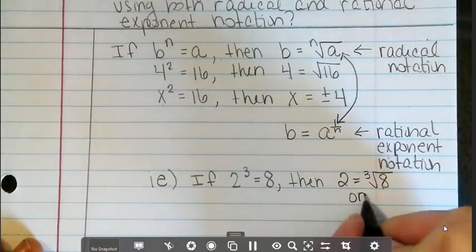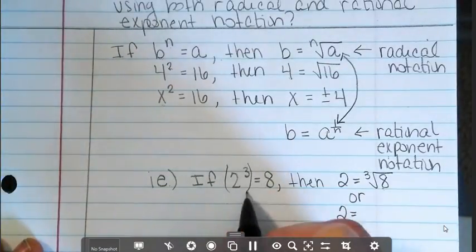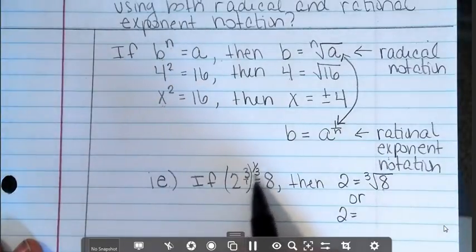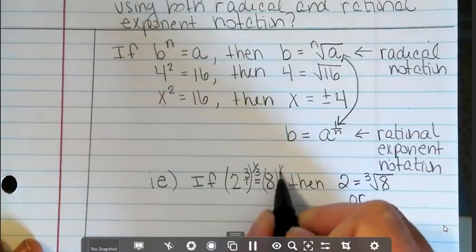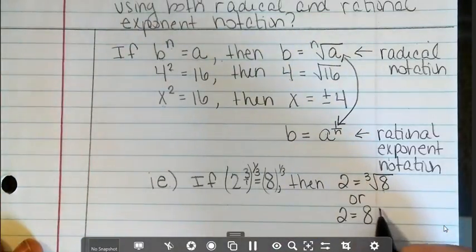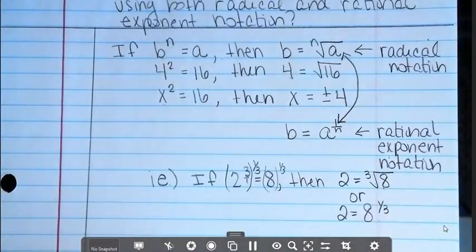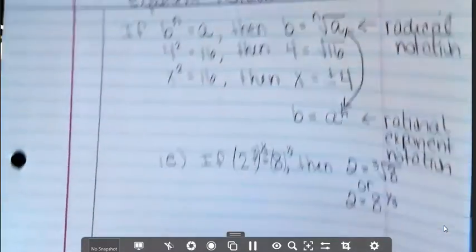Or another way I could write it would be looking at this and saying to myself, well, if I want to get 2 by itself, I can raise that to the 1/3 power because 3 over 1 times 1 over 3, well, that just becomes 1. And I'd have to do that to the other side as well, right? So this just becomes 8 to the 1/3. Okay, so radical notation, rational exponent notation. Rational means like a fraction, okay, and that's a fraction exponent. Sometimes you'll hear me say fractional exponent. It's probably not the correct vocabulary, but it makes a lot of sense, I think.